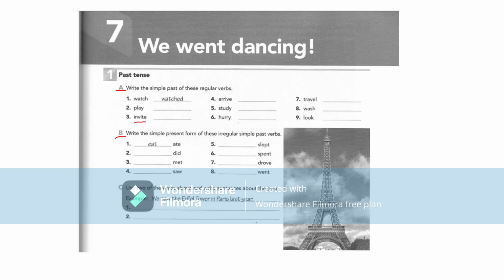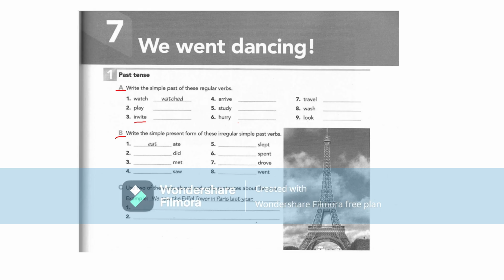So these are regular verbs. That means that if I want to turn them into the past tense, I have to add ed at the end. So the tricky thing with the regular verbs is the pronunciation in the past tense. As I explained in a previous class, you need to be careful when you are pronouncing these verbs because the ed has different ending sounds. It could be like a T, like an id, or like a D. So we have here watch, watched, play, played, invite, invited, arrive, arrived, study, studied, hurry, hurried, travel, traveled, wash, washed, look, looked. Okay, so let's continue with letter B.